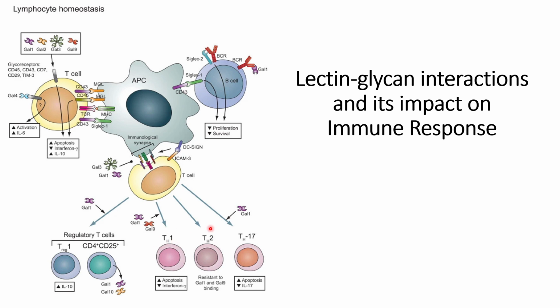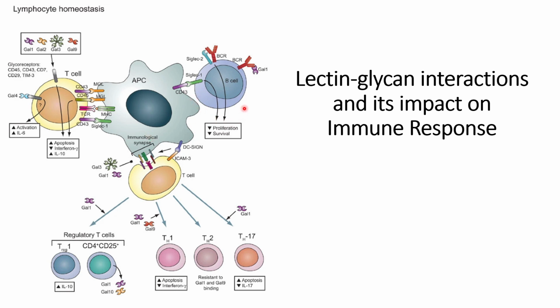So what will happen with Th1 cells and Th17 cells? It will trigger apoptosis when they interact with the antigen presenting cells. However, the Th2 cells are resistant to galectin 1 and galectin 9 binding, so they will not interact with the galectin 1 and galectin 9 that are present in the extracellular matrix. So these conditions will lead to the selection and proliferation of Th2 cells, whereas Th1 cells and Th17 cells will die because of the apoptosis triggered when they interact with the antigen presenting cells.